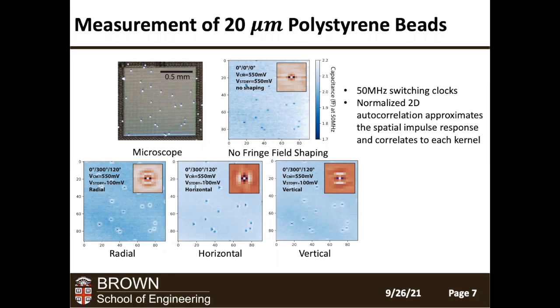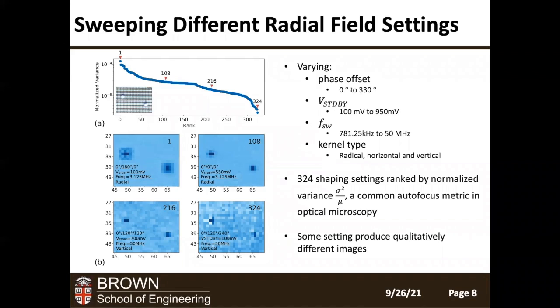We can observe that with fringe field shaping, the normalized 2D autocorrelation approximates the spatial impulse response and correlates to each programmed kernel. Then we sweep the phase offset, standby voltage, switching frequency, and the different kernel types, with a total of 324 different combinations, and use the normalized variance, a commonly used autofocus metric in optical microscopy, to rank these settings. We can observe that in addition to simply detecting these beads, some settings produce qualitatively different images, which may correspond to sub-pixel bead locations or subtle variations between the size or shape of different beads.